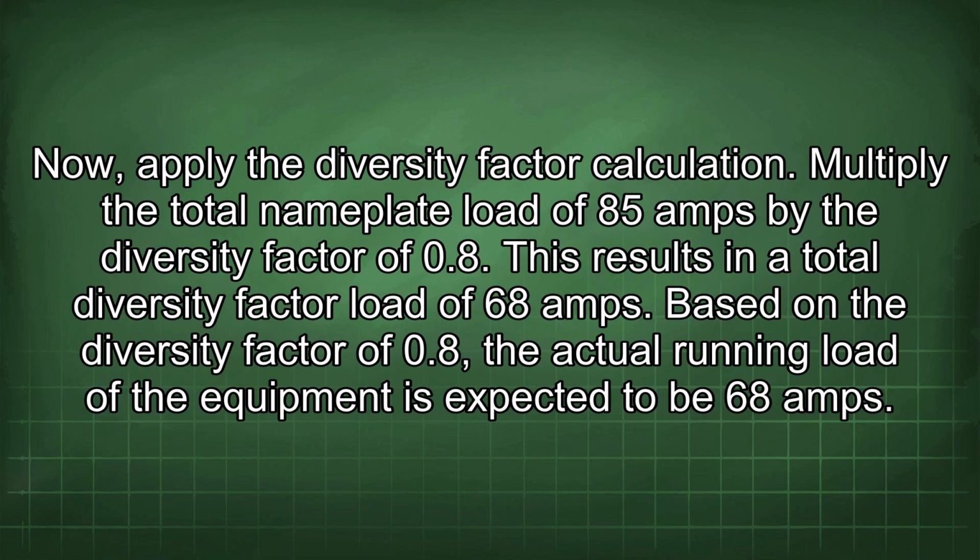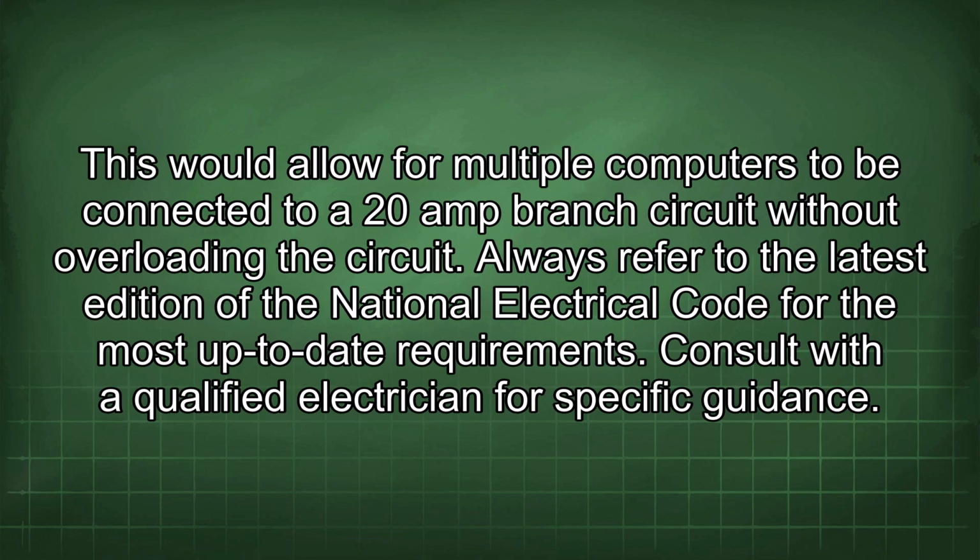Now, apply the diversity factor calculation. Multiply the total nameplate load of 85 amps by the diversity factor of 0.8. This results in a total diversity factor load of 68 amps. Based on a diversity factor of 0.8, the actual running load of the equipment is expected to be 68 amps. This would allow for multiple computers to be connected to a 20 amp branch circuit without overloading the circuit.